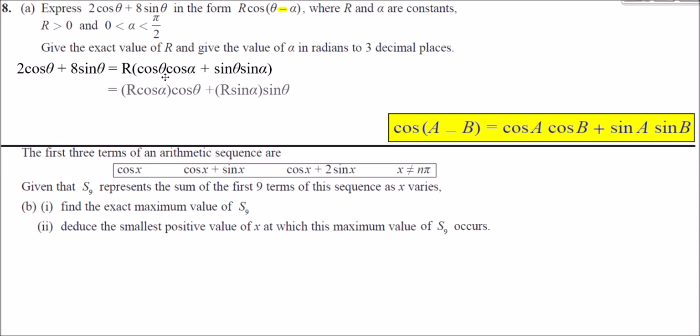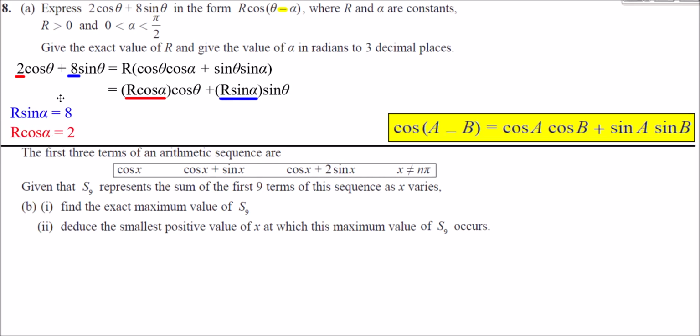So rearranging it ever so slightly, this is the same as r cos alpha multiplied by cos theta, then this is the same as r times sine alpha multiplied by sine theta. But if this is equal to 2 cos theta plus 8 sine theta, the only way that can be true is if the r cos alpha part is the same as 2 and r sine alpha equals 8, so that the coefficients of sines and cosines match. So what we've got now is essentially a pair of simultaneous equations. We set r sine alpha to be 8 and r cos alpha to be equal to 2. I'd put sine above cos.